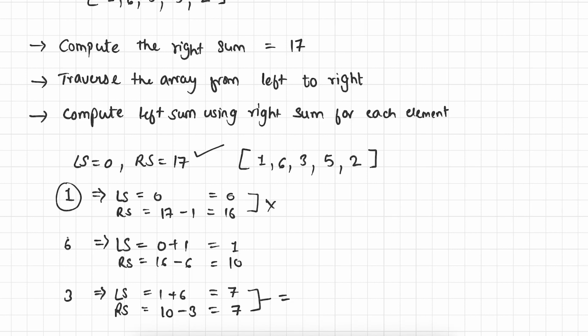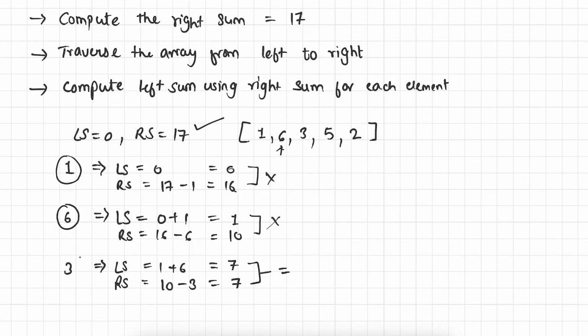Then we move to the next element, that is 6, and again we are going to compute left sum, that is equal to previous left sum plus 1. Right, obviously for 6 the left sum is 1, so it comes out to be 1, and the right sum is going to be 16, the previous right sum minus the element itself, that is 10. Again we are going to compare 1 with 10, and we again get different values, so we ignore this case. Then in the next iteration we go to element 3, and again we compute left sum, that is equal to previous left sum plus 6.